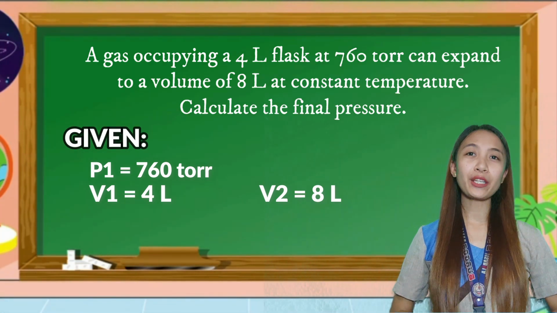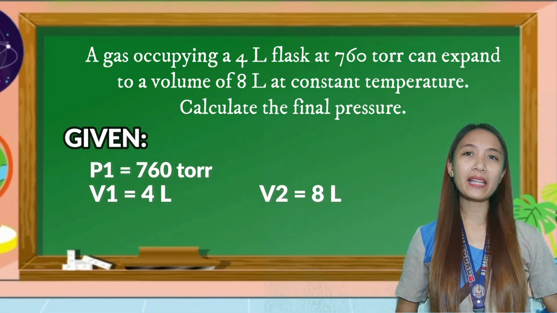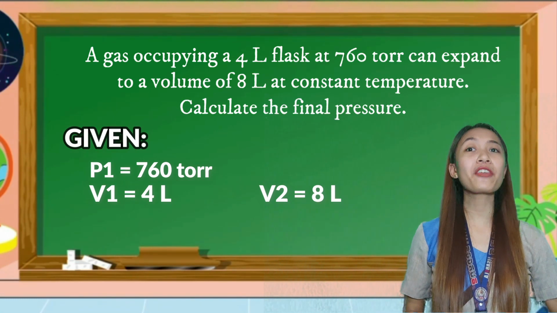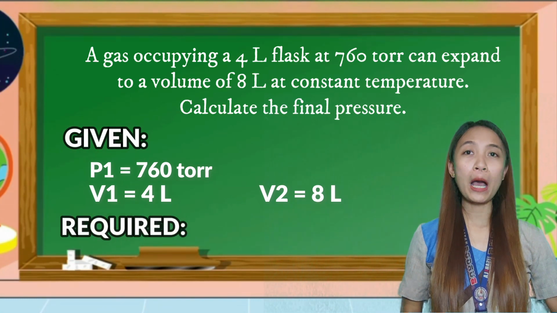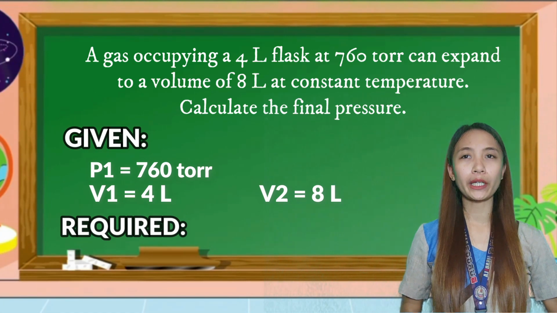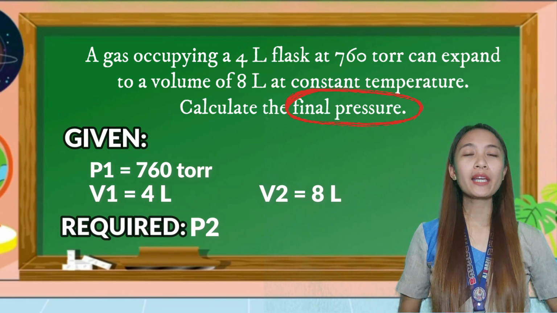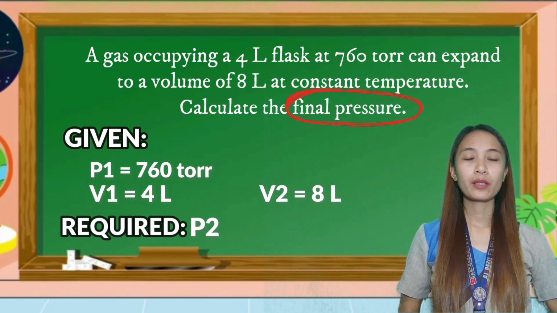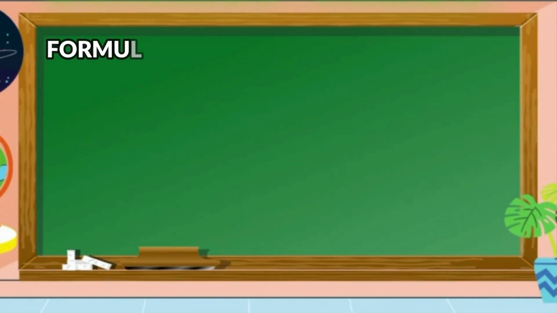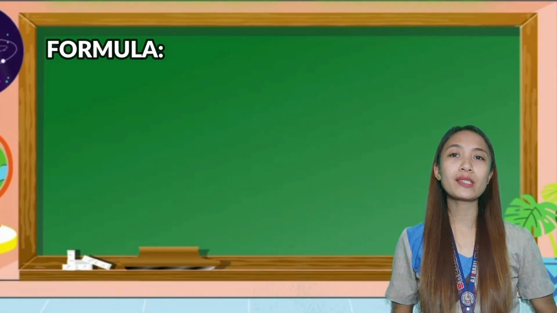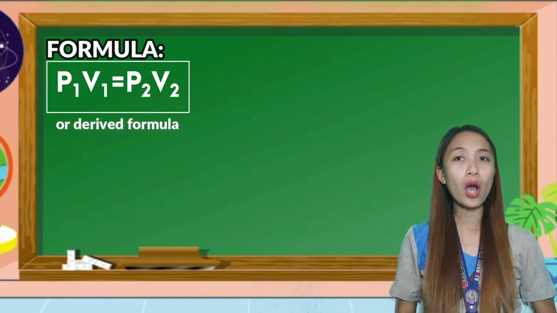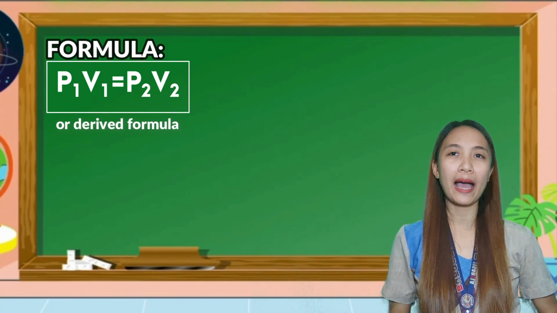After identifying the known values, we now identify the required or the unknown value. In this problem, what are we looking for? Yes, we are looking for the P2 or the final pressure. Now that we are done identifying the known and the unknown, let's have the formula to be used. We can use the general formula for Boyle's law or the derived formula.